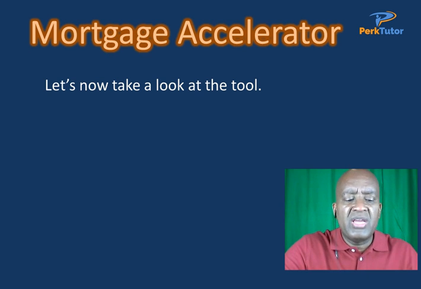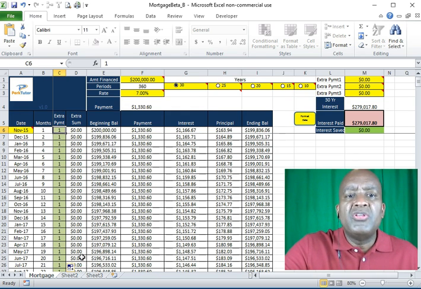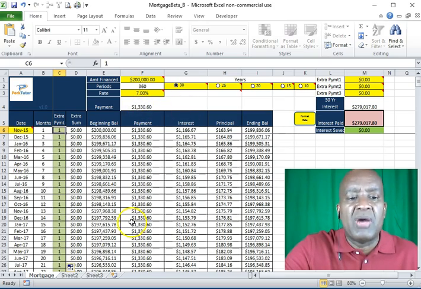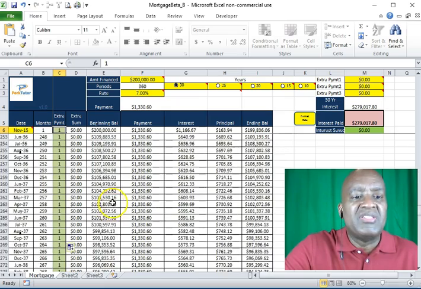Okay, so now let's take a look at the tool. On this tool, you'll notice that the yellow areas are those areas that you can input data or make modifications. In this example, we've got a $200,000 loan. Before changing it, let's look at the bottom here. A 30-year loan, which equates to 360 payments.